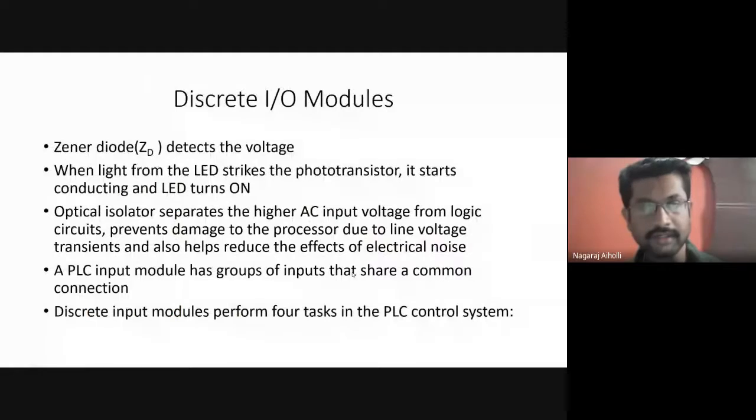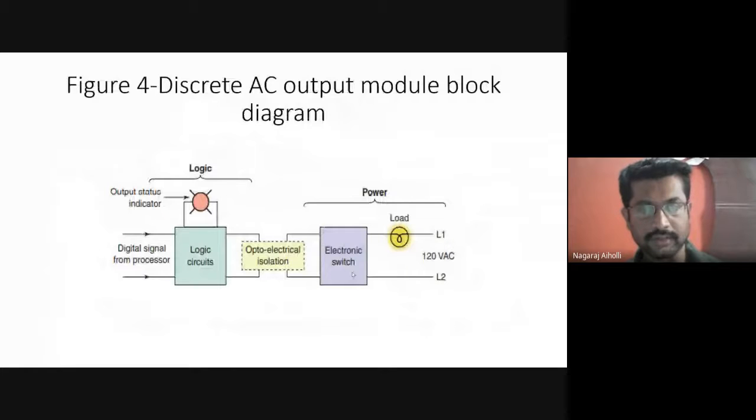Later on, the similar point we discussed with respect to the output modules also. Output modules also have two sections: one is the logic section, another one is the power section. Then input we are applying to the logic circuits. There is a status indication of the output device.